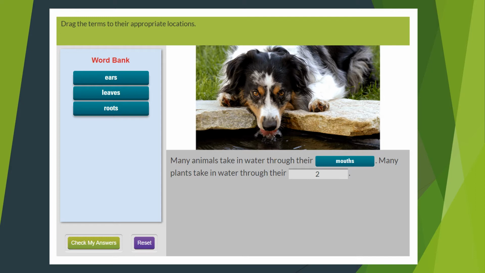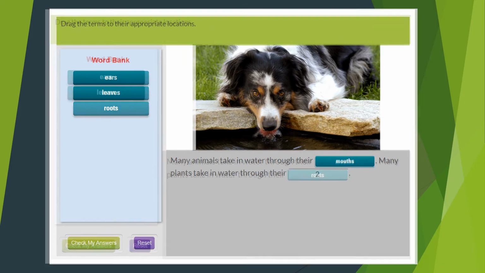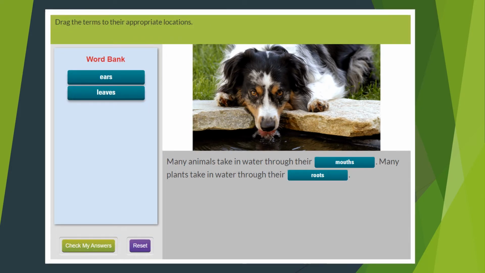The next sentence says many plants take in water through their blank, through their ears, leaves, roots. Well, how do they get their water? It'd have to be a part that plants have, and they don't have ears. So now we've narrowed it down. Is it our leaves or roots that they use to get their water? Good job, you remember that. It's their roots. Because we just read about that, didn't we? Good job, first grade.